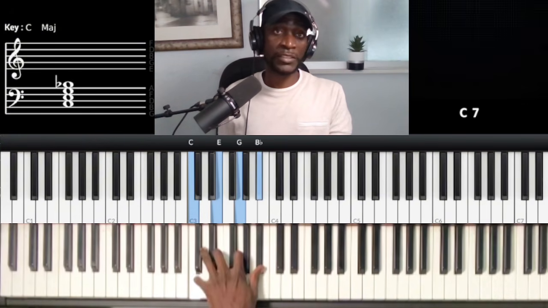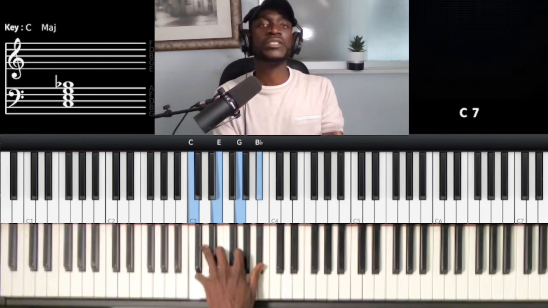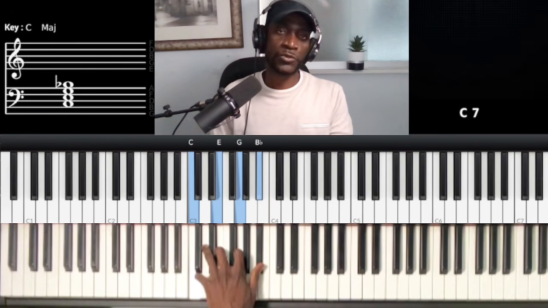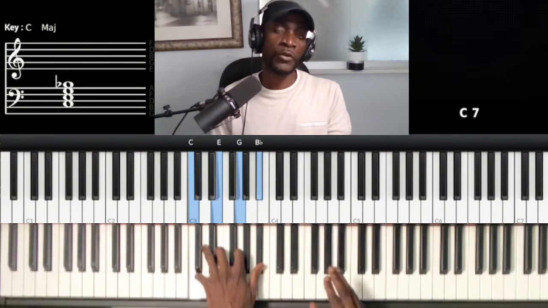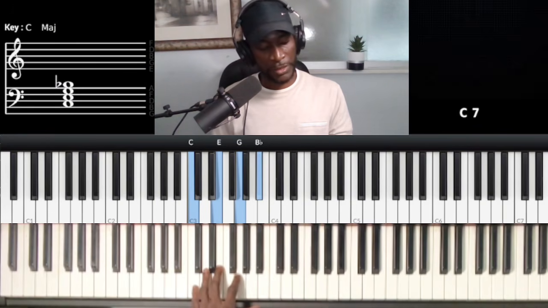We have C7. We call it C dominant 7 because we have flat 7 in it. Now, as you know, I'm big on the number system. The number system is extremely important because this is what is going to help you transpose from one key to the next, or any of the 12 keys. All right, C7 or C dominant 7.